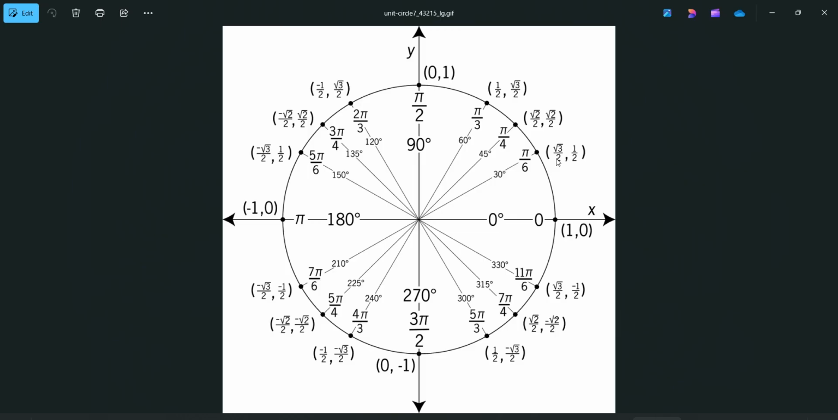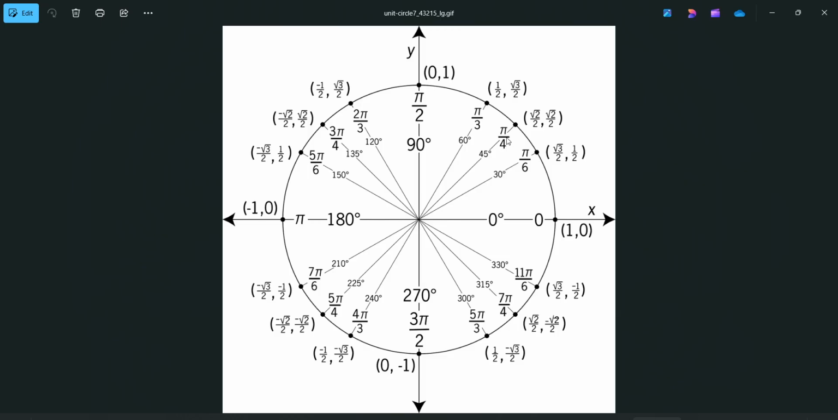Remember the order? Cosine goes first, right? And then sine goes second. So the cosine is the square root of 3 over 2. And the sine is what? 1/2. What's the cosine of 45 degrees? Square root of 2 over 2. And the sine is also the same thing. Okay, same thing with pi over 4. You follow me on that?